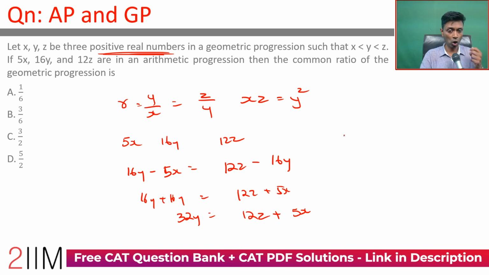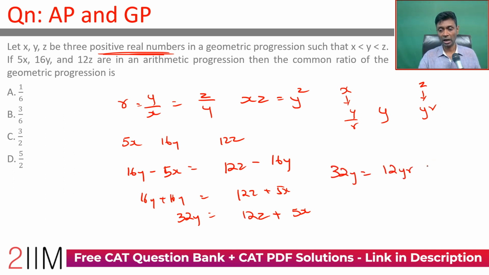Now we need to find the common ratio. So I'm going to assume the common ratio to be r. Instead of assuming the numbers as x, xr and xr square, I'm going to anchor around y. So the first term would be y by r, the second term y, the third term would be yr. X is y by r. Z is yr. So we can simplify this. We can say 32y equals 12yr plus 5y by r.